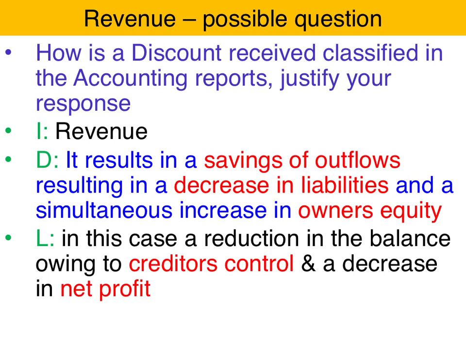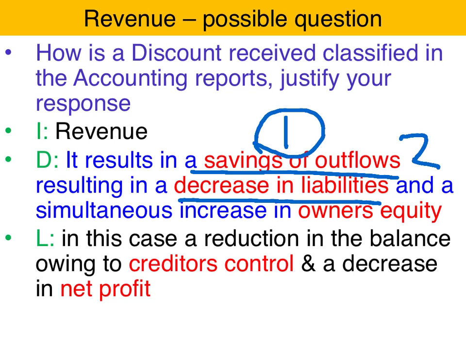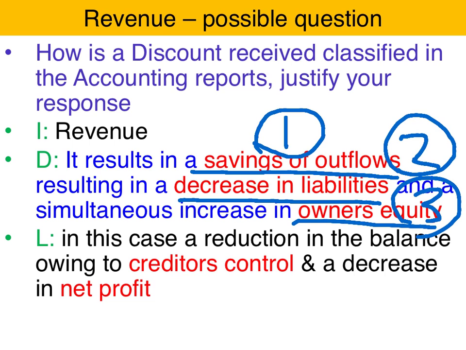A discount, on the other hand, will result in a savings of outflow, criteria number one satisfied, resulting in a decrease in liabilities, criteria number two satisfied, and a simultaneous increase in OE, criteria number three. So in terms of the link to the actual scenario, the actual discount results in a reduction in the balance owing to the creditor's control for that prompt payment, as well as a simultaneous increase in net profit. So it results in a savings of outflows, meaning you will ultimately pay less cash to the creditors, which is the whole point of paying promptly.